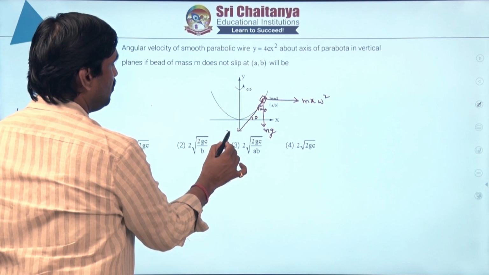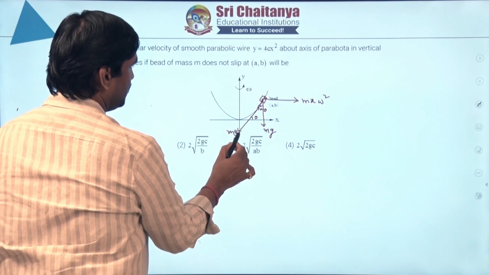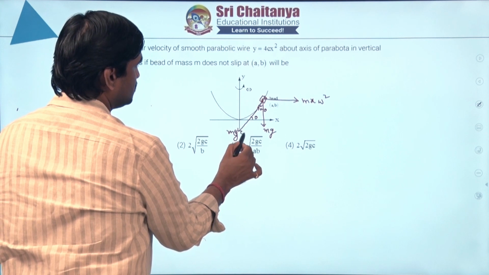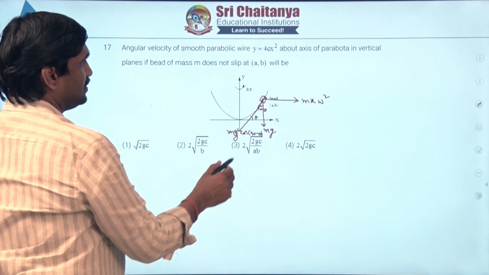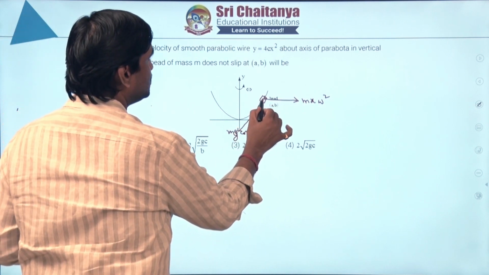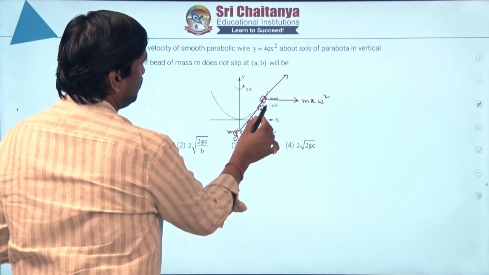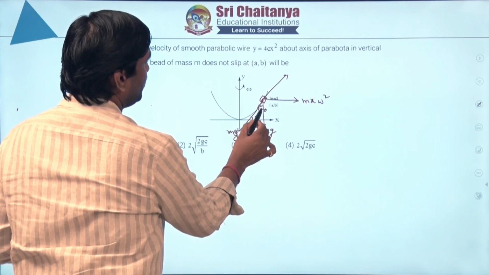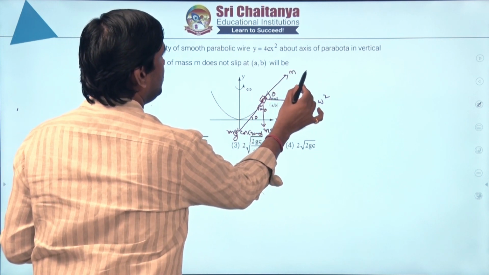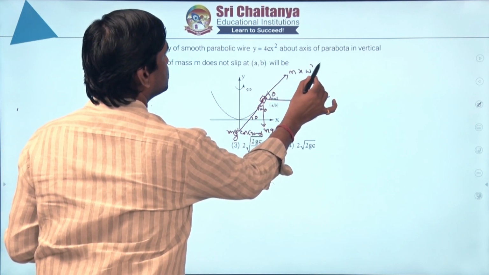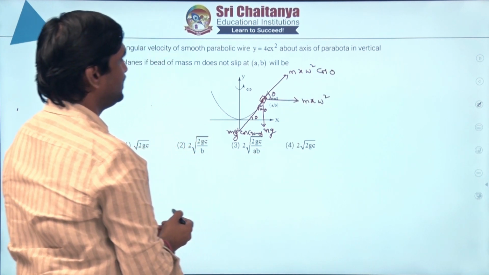Now, this is equal to mg cos 90 minus theta, whereas the component of it along this direction, now this is 90 minus theta, whereas this is theta. Therefore, this is m x omega square cos theta.